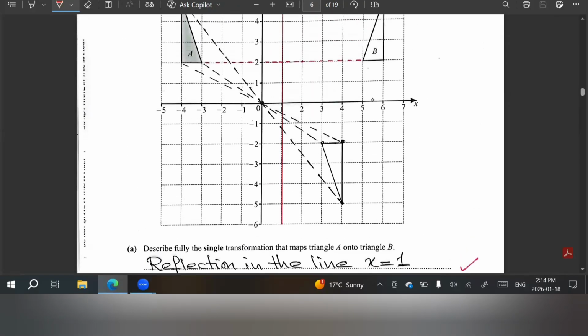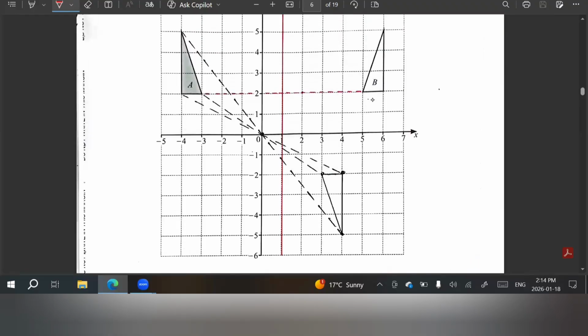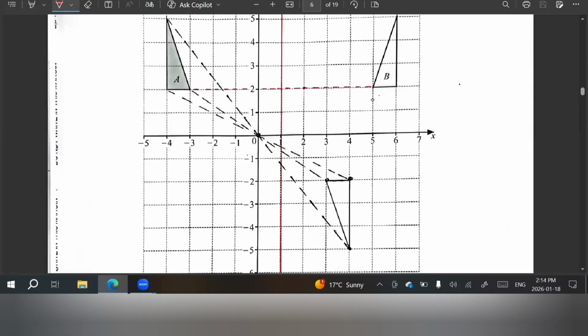So here on your screen is the properly drawn diagram. Here you can see I have that triangle A. I joined its different points with the center of rotation, and then I prolonged those lines. Whatever is the distance on this side, same distance I took on the other side, and I got this triangle. This triangle is the image. Its coordinates are 4 comma minus 2, 3 comma minus 2, and 4 comma minus 5. So this is how you will do this.